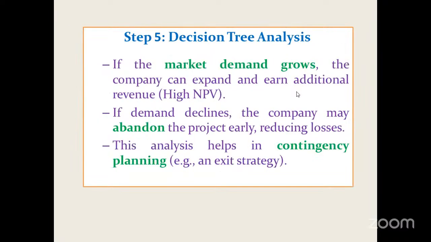Decision tree analysis. If the market demand grows, the company can expand and earn additional revenue, that is, a high NPV. If demand declines, the company may abandon the project early, reducing losses. This analysis helps in contingency planning, for example an exit strategy. So when taking decisions, it depends on how market demand grows, and we have to see it from that angle.